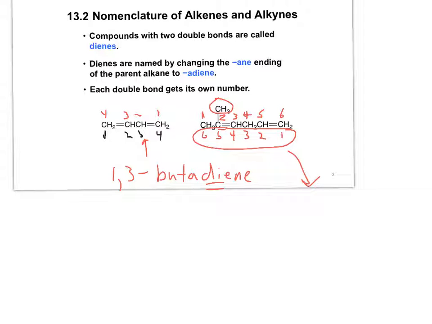So 6 carbons in it. This is going to be 1, 4 hexa, 2 double bonds, diene. And that di before the ending, ene, tells you that you have 2 double bonds. And then on carbon number 5, there's a methyl group. So 5-methyl-1,4-hexadiene is how you would name that diene.